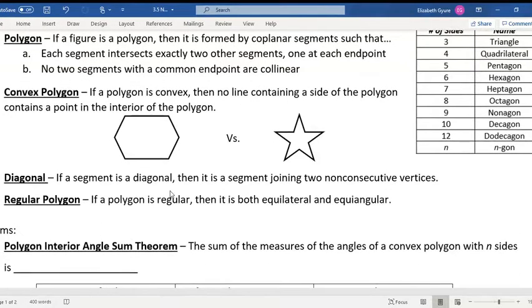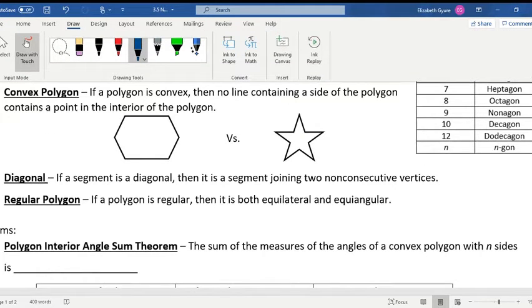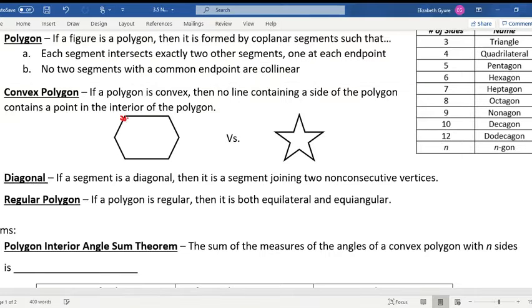Diagonals. If a segment is a diagonal, then it is a segment joining two non-consecutive vertices. When we draw diagonals, we pick one vertex to draw from. It does not matter which one you pick, but just pick one, and then you are going to draw diagonals that connect to the other vertices that this vertex is not already connected to. So for example, you could go straight down, across, and then across again. You do not want your diagonals to crisscross, okay? So you just pick one vertex to go from.